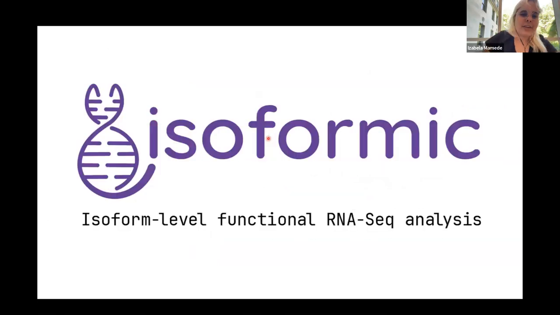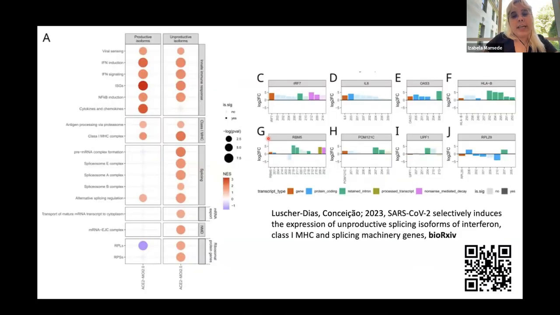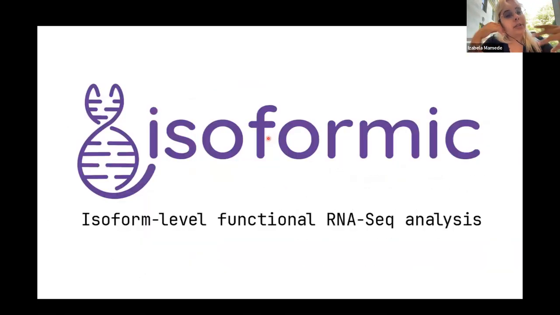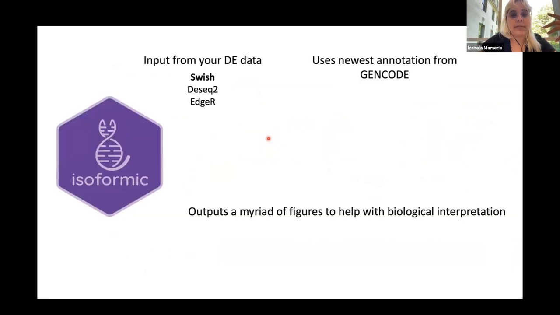So today we're going to present our workflow to do this kind of analysis and try to interpret one specific data set at transcript level. What the workflow needs as input is your differential expression data and the latest annotation from GENCODE. Right now the workflow only works for mouse and human data, unfortunately. It's because to do this type of analysis, you need a very well-annotated transcriptome. You can't do that on badly annotated transcriptomes.